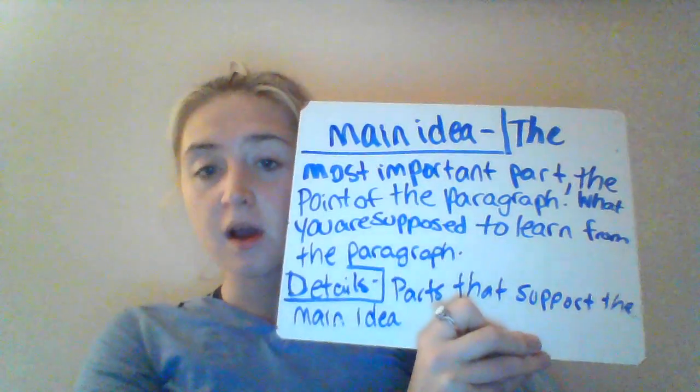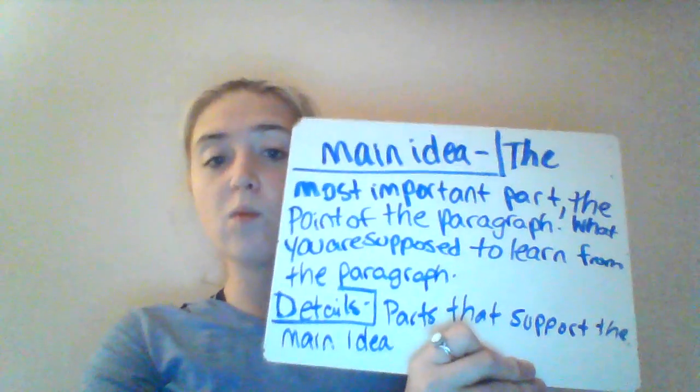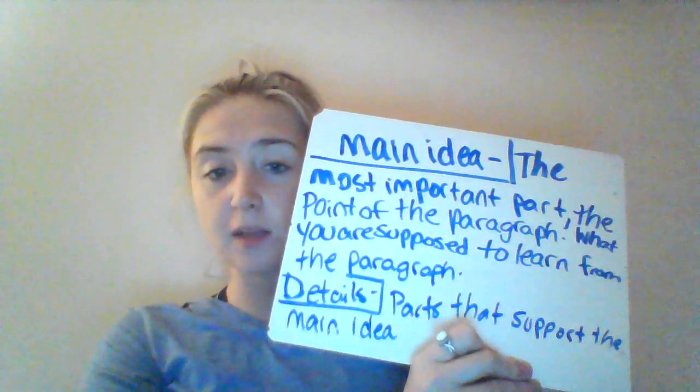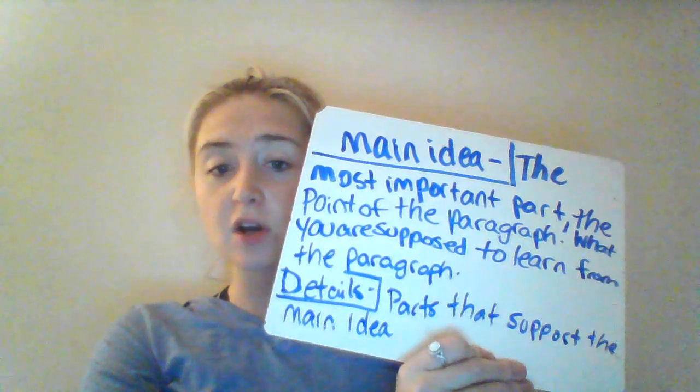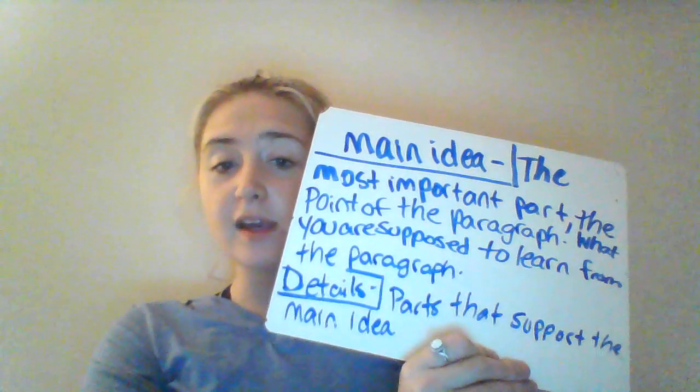So I want you to write down the main idea and details just for review. Remember, the main idea is the most important part, what the point of the paragraph is, and what you are supposed to learn from reading the paragraph. And then the details are the parts that support the main idea. They're just sentences that come after the main idea that support it. They're what tell you how the main idea works. They're what's helping you with the main idea.